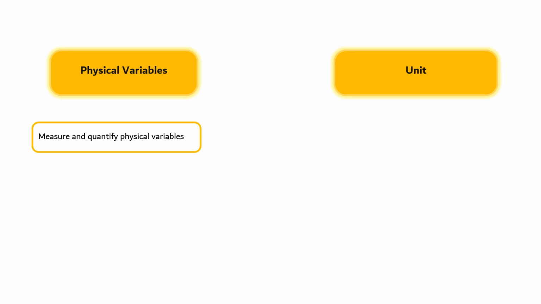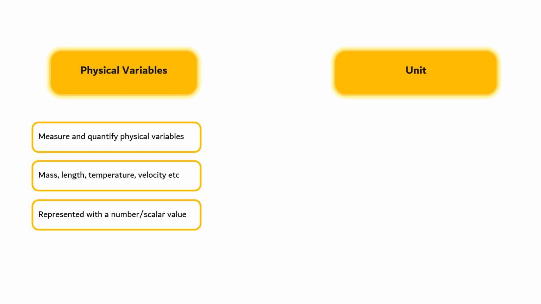In general, the ability to measure and quantify physical variables is critical to finding solutions. Examples of physical variables include mass, length, temperature, and velocity. Measured physical variables are usually represented with a number or scalar value. These variables include length, mass, time, electric current, temperature, amount of substance, and luminous intensity.